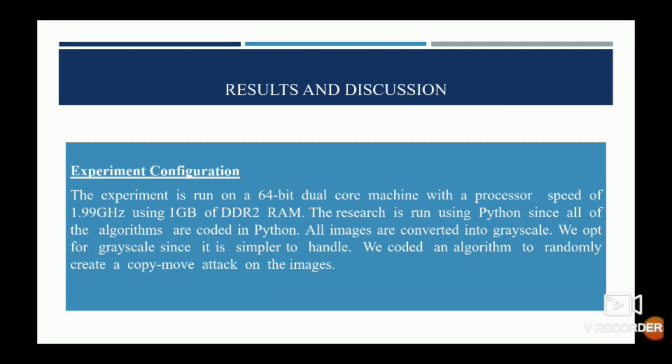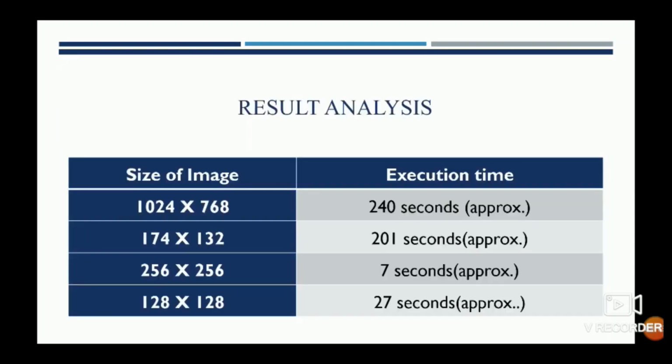Now the result and discussion. Experiment configuration: if you see, the experiment is run on a 64-bit dual-core machine with a processor speed of 1.99 GHz using 1 GB of DDR2 RAM. The research is done using Python since all of the algorithms are coded in Python. We coded an algorithm to randomly create a copy move attack on the images. Result analysis: the size of an image and execution time have been shown.